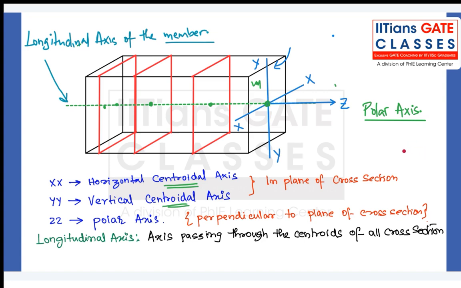So there are 4 axes we have understood. The first one is the longitudinal axis, which is the axis of the member. The second and third are XX and YY. These are horizontal and vertical centroidal axis. These are parallel to the cross section, or you can say in the plane of cross section. And the final one, the Z, is the polar axis, which is perpendicular to the plane of cross section.